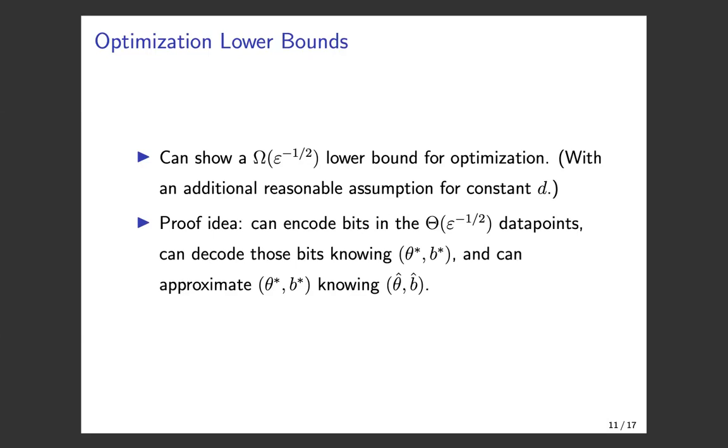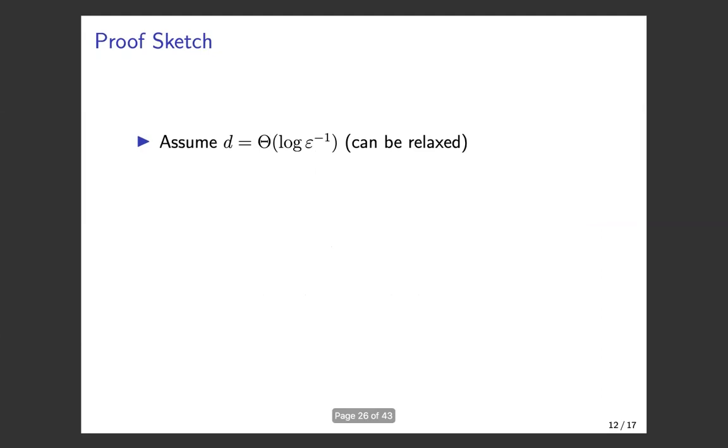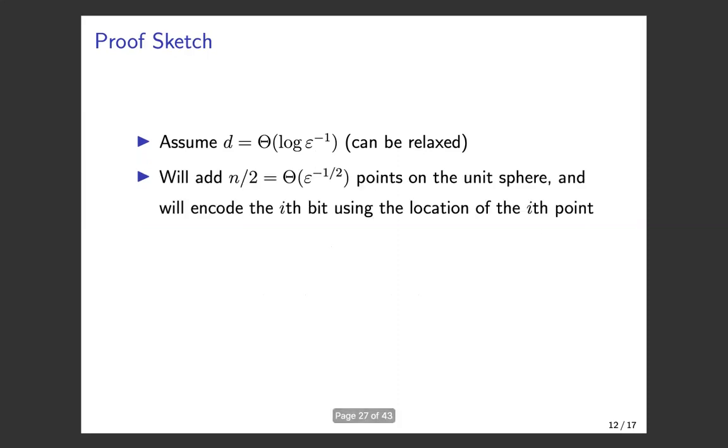Okay, and the basic idea of this is you can encode bits using these data points, and then you can decode the data points knowing the optimal parameters. And then finally, you can approximate the optimal parameters using the approximate parameters that you get from the sketch, from the optimization sketch. Okay, and so in particular, we will reduce from the indexing problem. And so again, like I said, we'll assume here that d is something like log 1/epsilon, but this can be relaxed with some slight additional assumptions.